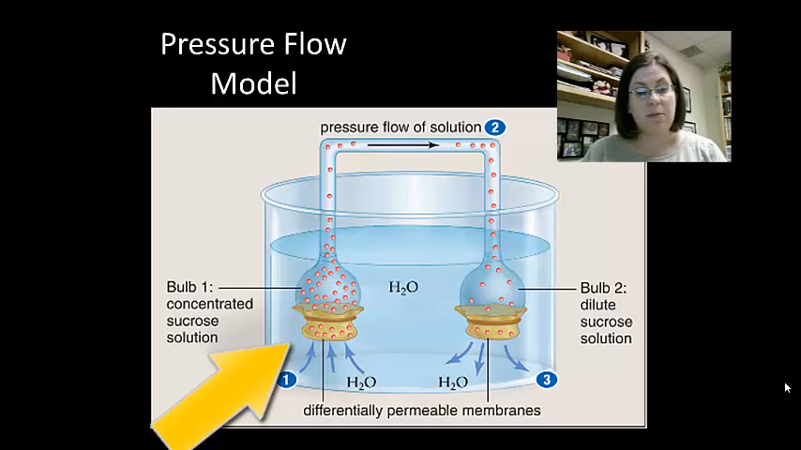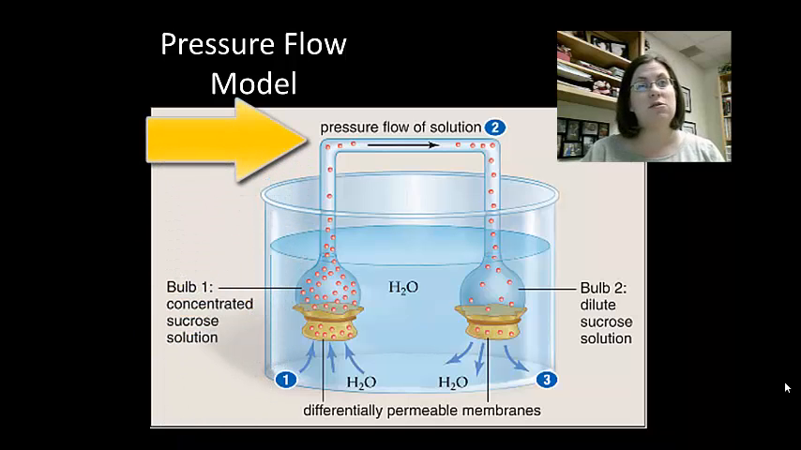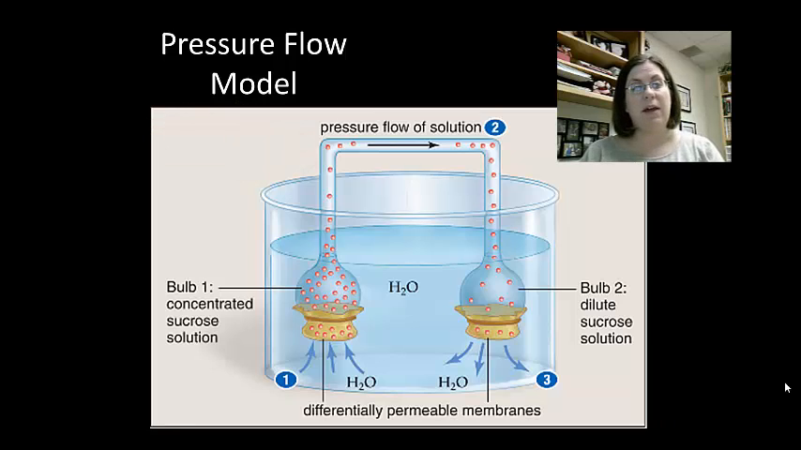This is going to create a pressure that then is going to push the sugar solution, or flow the sugar solution, from the source to the sink. The sink is any other part of the plant that requires the sugar. It could be the flowers, it could be the stem, and it'll especially be the roots since they can't do photosynthesis since they're underground. So this is what we would call the pressure flow model. Okay, pressure is created, which causes the sugar to flow to other parts of the plant.